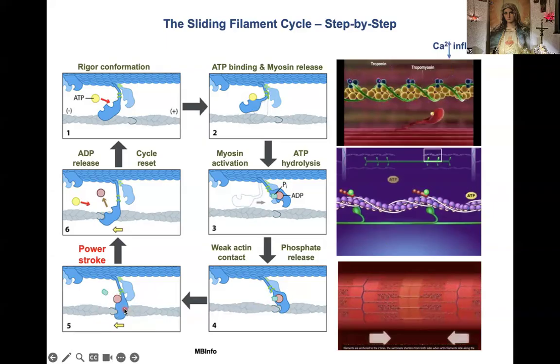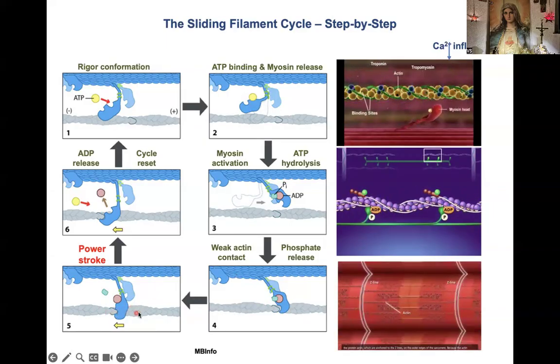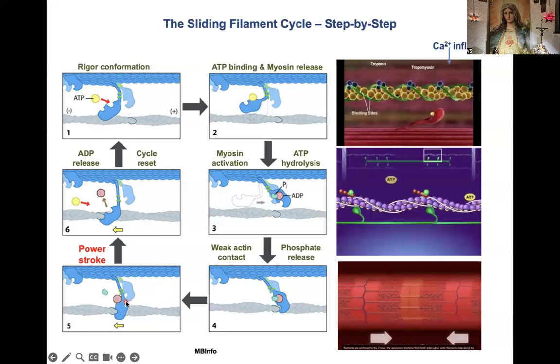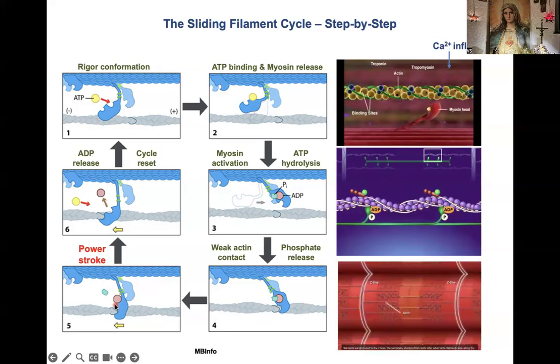Step 5. The power stroke, force generation, myosin pulling actin. The phosphate release reinforces the bond between actin and myosin, triggering the power stroke, the key force-generating step.